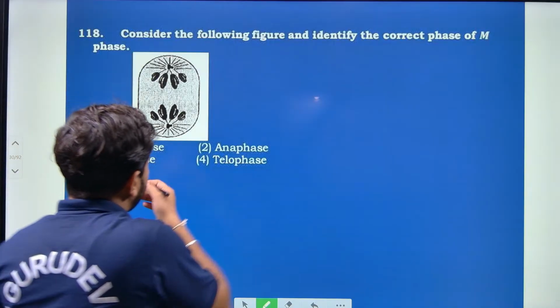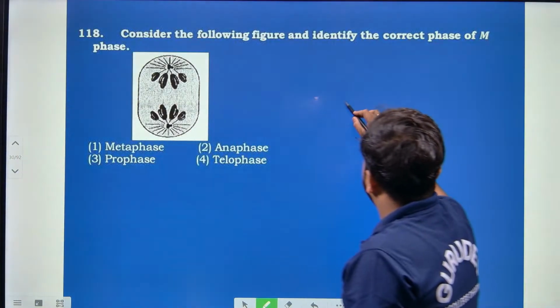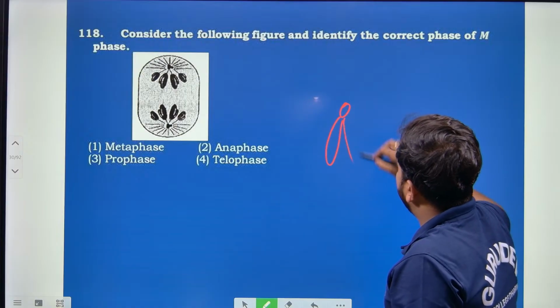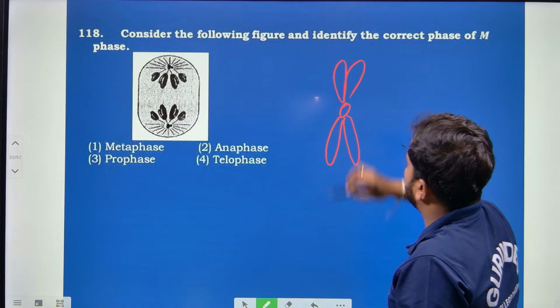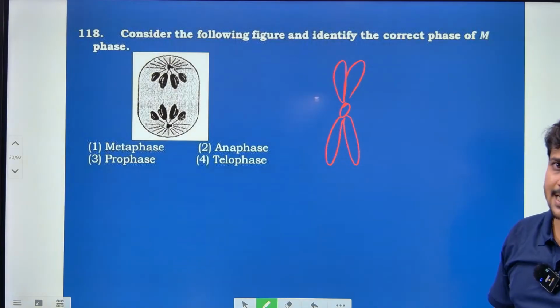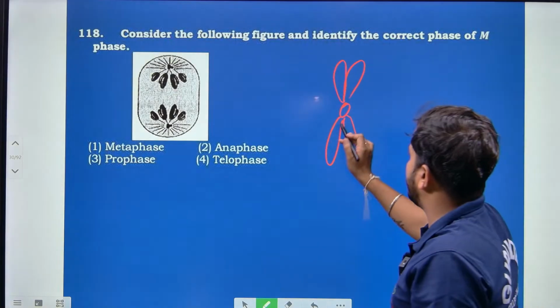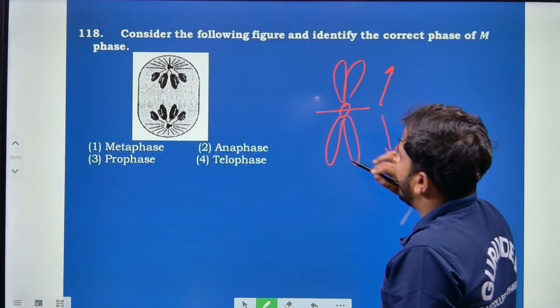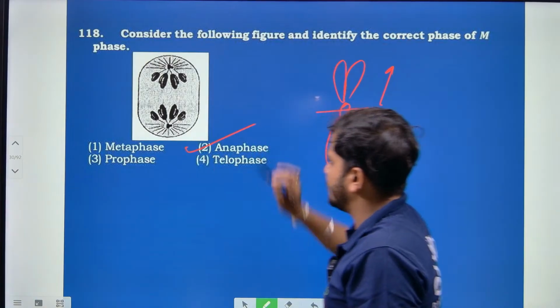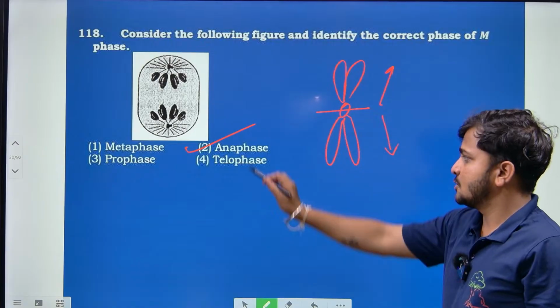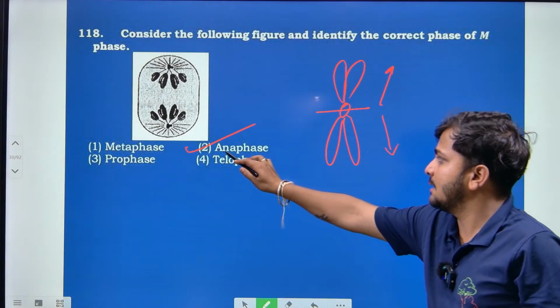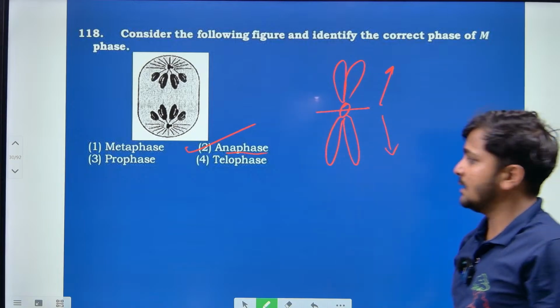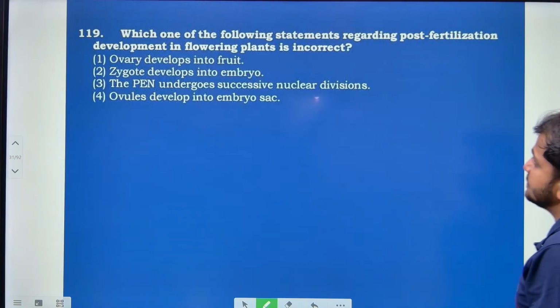Then, considering the following figure, identify the correct phase of M. Diagrammatically, in metaphase, with respect to the centromere, two sister chromatids are attached. Now these two sister chromatids divide and move towards opposite poles, and that can be seen in anaphase. So diagrammatically that is nothing but anaphase. So option 2 is correct.